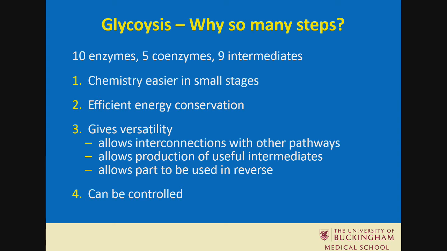And there's also a lot of versatility. No metabolic pathway acts on its own, so there are interconnections with other pathways that we're going to see. There's the production of useful intermediates, and also some of the pathway can be used in reverse as well. And then perhaps one of them, well, they're all important, but equally as important is that the pathway can be controlled. There's regulation of the pathway that can adapt to the cell's ongoing energy needs. The individual enzymes can be upregulated or downregulated in their activity to either produce more product or to slow down the production of product.